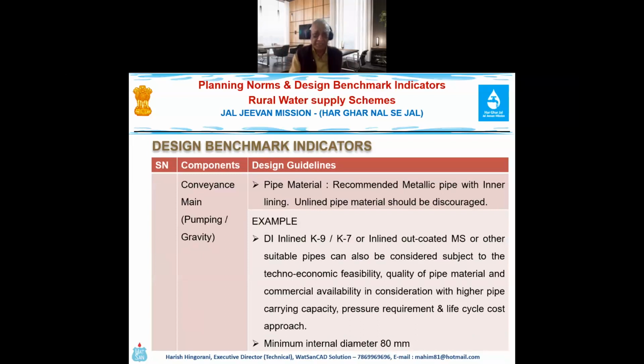For pipe material for pumping mains specifically, metallic pipes with inner lining are recommended. Unlined pipe material should be discouraged, as conceived in the CPHO manual, because unlined pipes have a C value on the lower side. For example, DI lined K9, K7, or lined and coated MS pipe or other suitable pipe can be considered, subject to techno-economic feasibility, quality of pipe material, and commercial availability too. So, in the pumping mains and conveyance mains, a minimum internal diameter of 80 mm is required to be considered, subject to the design.